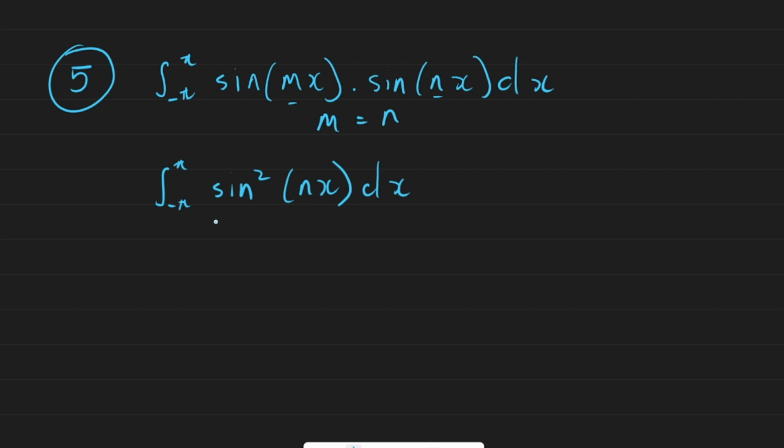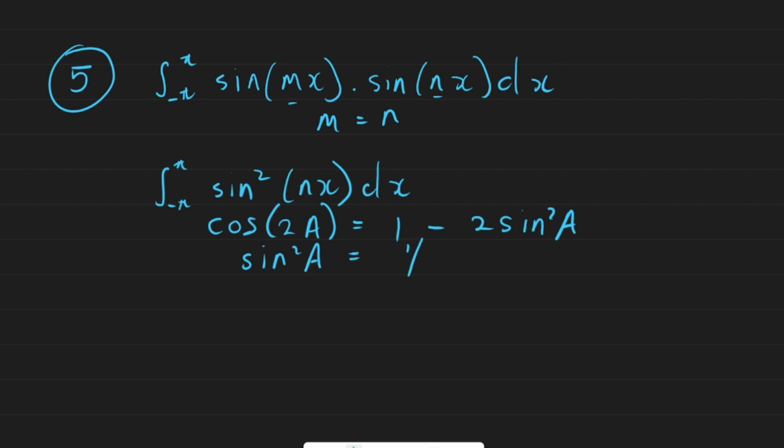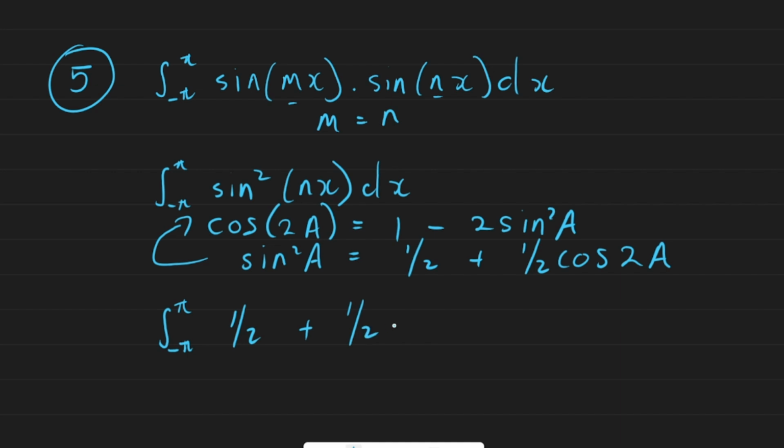So what we need is the trig identity that cos 2a is equal to 1 minus 2 sine squared a. Solving for sine squared a, what we get is sine squared a is equal to a half plus half cos 2a. So putting this into the integral, what we get is the integral from minus pi to pi of a half plus half cos 2nx.